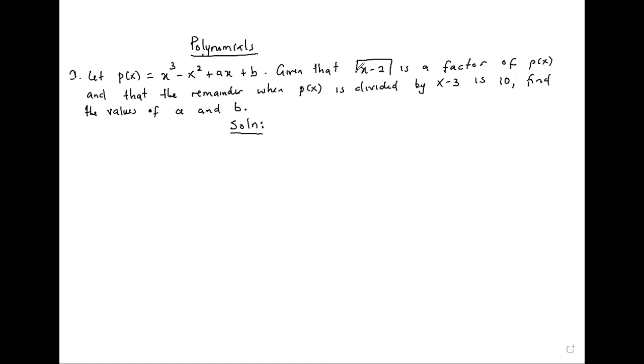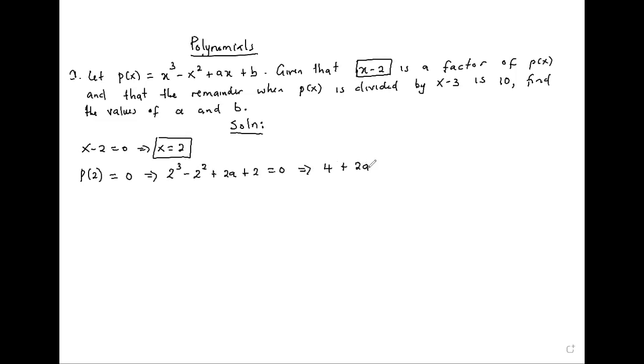We are told that this is a factor. If it's a factor, we equate it to 0 and find the value of x, which is 2. Meaning P of 2 should be equal to 0 because it's a factor. So you substitute where there is x, you take 2. So we have 2 to the power 3 minus 2 to the power 2 plus 2a plus b is equal to 0, giving us 8 minus 4, that is 4, plus 2a plus b is equal to 0, which is the same thing as saying that b is equal to -4 minus 2a.